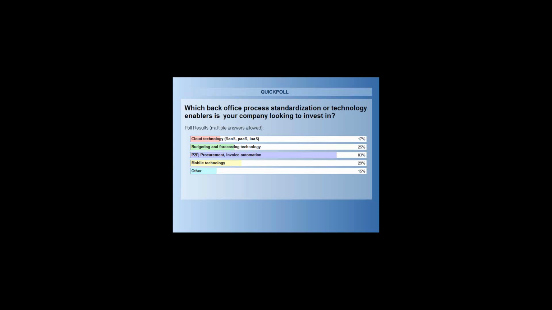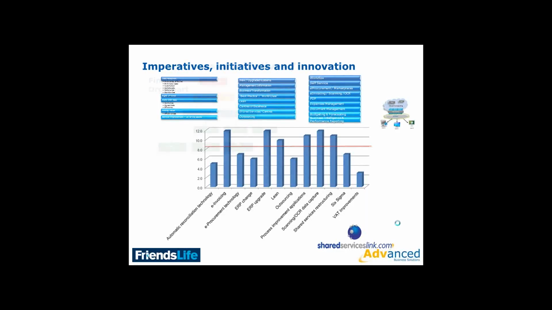Thanks very much, Susie. Yeah, I would go with that. Cloud technology, surprised that's as low as it possibly is. The P2P procurement, not surprised that that's so high. Nice to see budgeting and forecasting on the up, as well as specifically mobile.